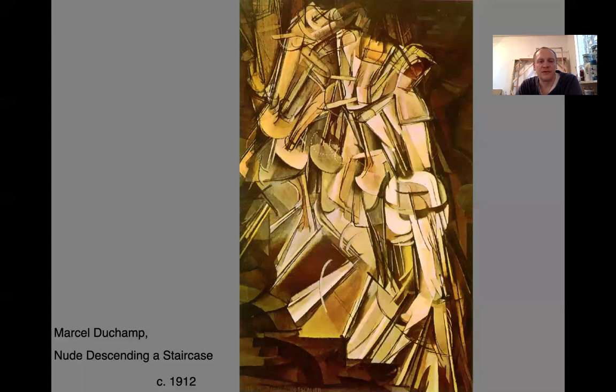Duchamp, Nude Descending a Staircase. So this idea of frame dragging, and we're seeing time slow down, so we can see every faceted movement of what's happening of this figure coming down a staircase. So we're talking about motion, but being able to see that motion all at once. And this is 1912, right? This is way before the film effects we're used to seeing now.